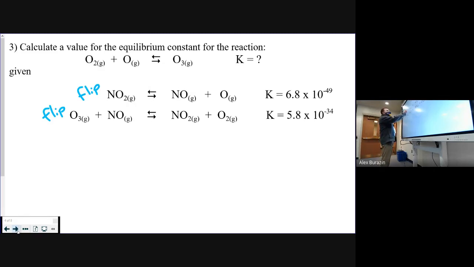So NO2 would now have showed up on the product side. This NO2 would have now shown up on the reactant side. Those will cancel. This NO would now show up on the reactant side. This one would show up on the product side. Those will cancel. And we're left with what we need.